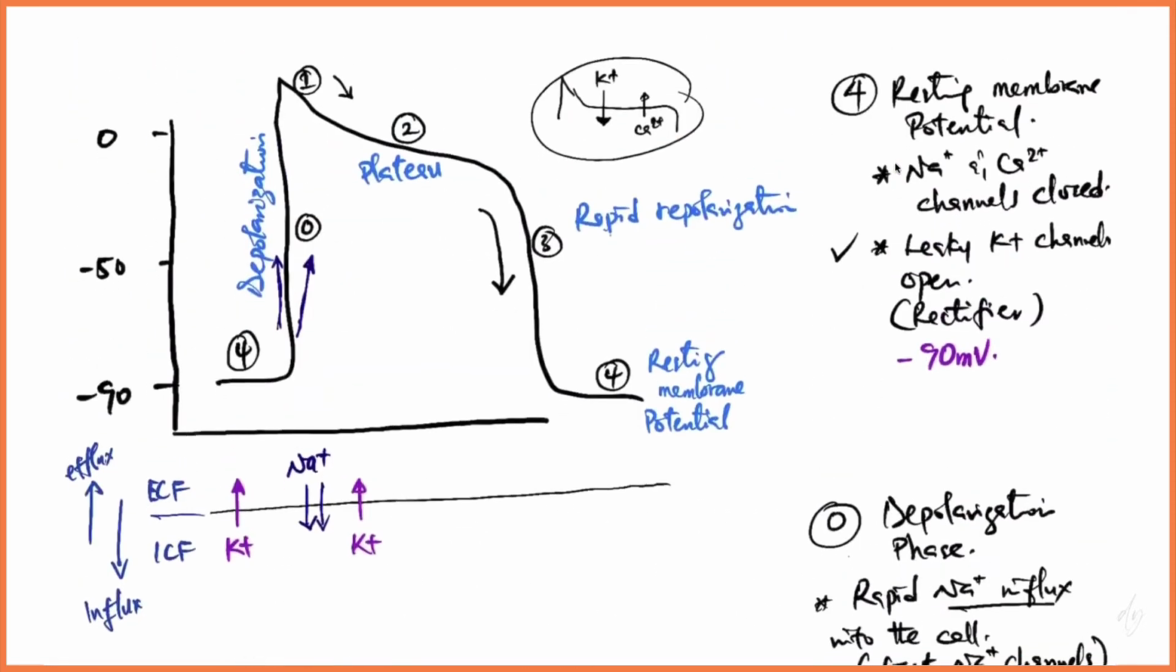It's important that you have this chart in mind. Sodium is responsible for the depolarization. Leaky potassium rectifier channels are responsible for phase 4. Calcium is responsible for the plateau. Potassium is responsible for phase 1. Potassium is responsible for phase 3. If you remember these, you should be good to go.